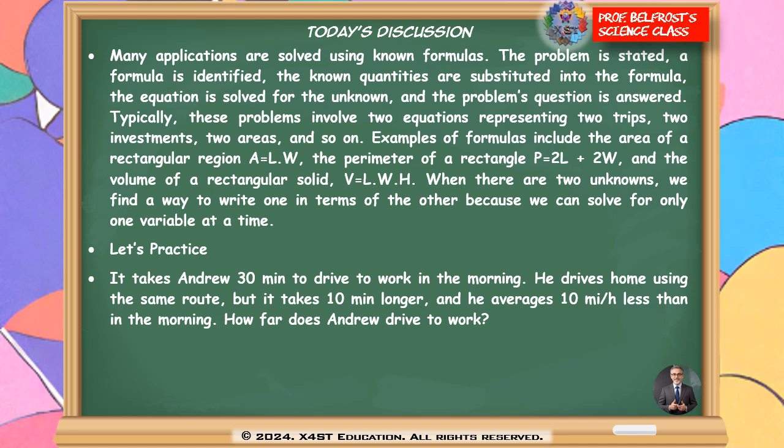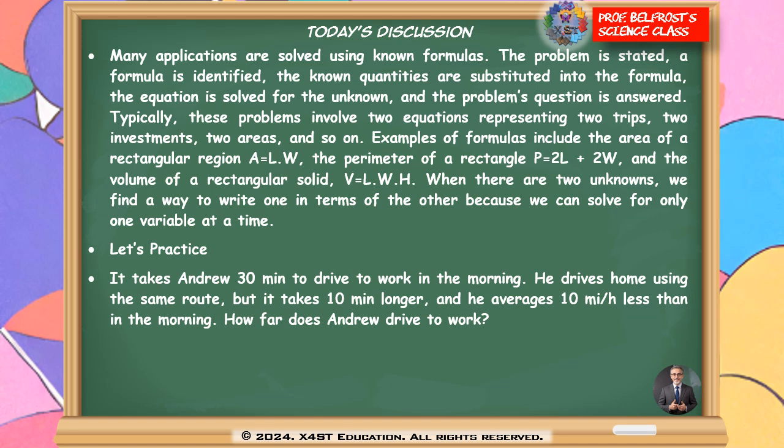Actually, many applications are solved by using known formulas. The problem is stated, the formula is identified, and known quantities are substituted in the formula, and the equation can be solved to find the unknown, and it is the answer. For example, the area of a rectangular region is A equals length times width. Perimeter of a rectangle is 2 times length plus 2 times width, and the volume of a rectangular solid is length times width times height. So we have an unknown that we can try to solve by using the known information and try to rearrange the equation. Okay, so let's practice.